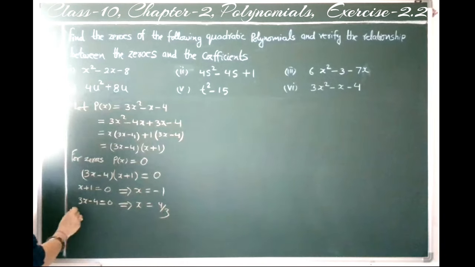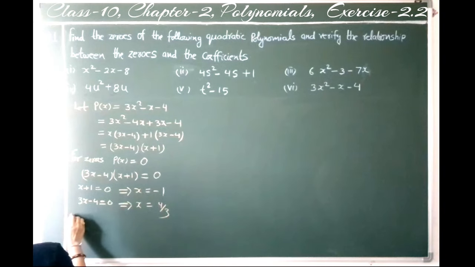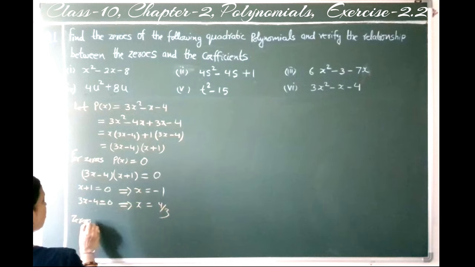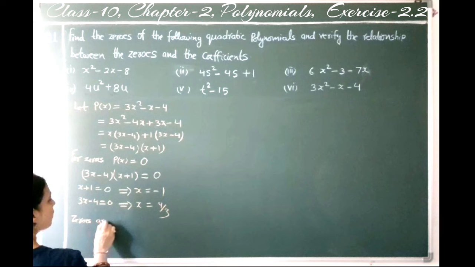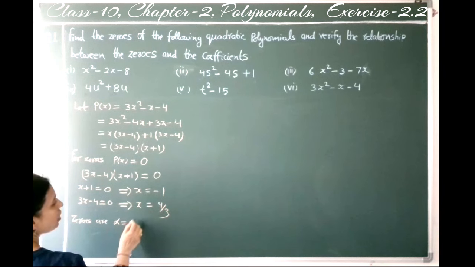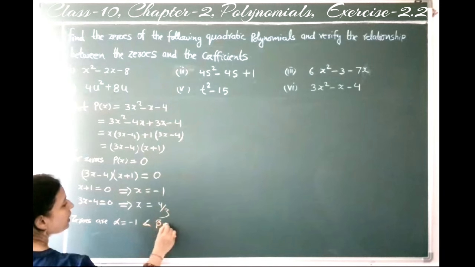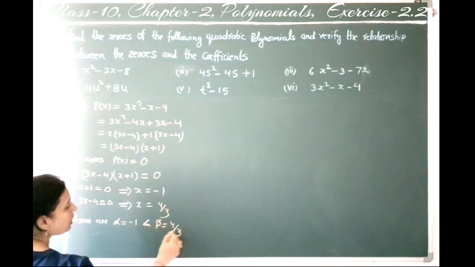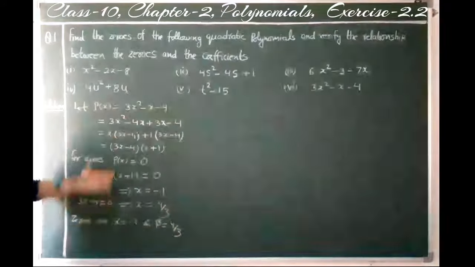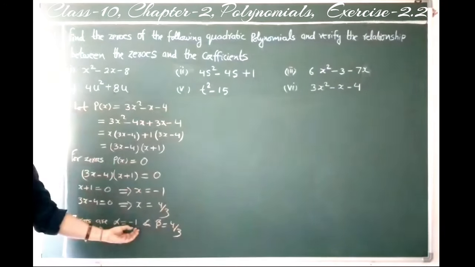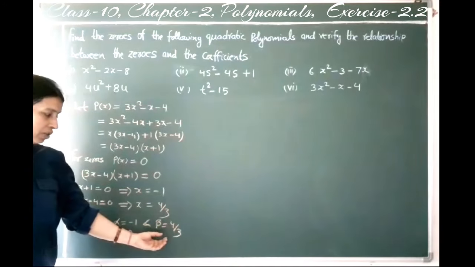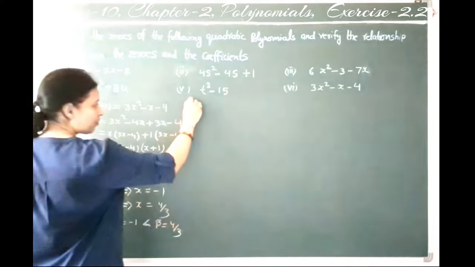Now we have two zeros. So right here zeros are alpha is equal to -1 and beta is equal to 4 by 3. Now we have two zeros of this polynomial. Alpha is equal to -1 and beta is equal to 4 by 3.